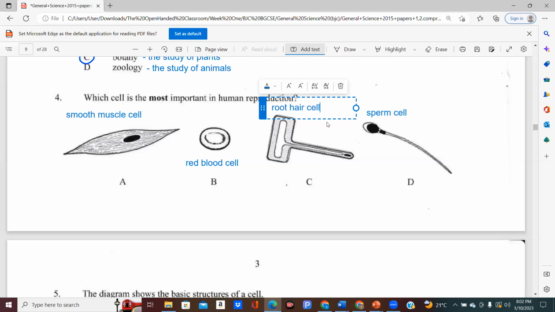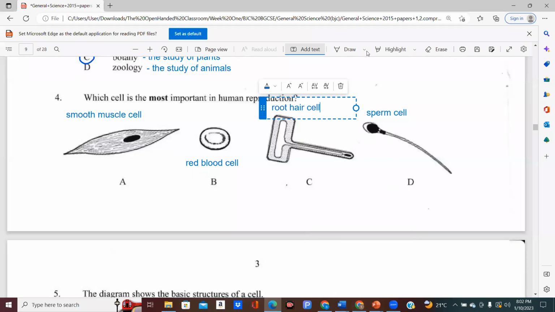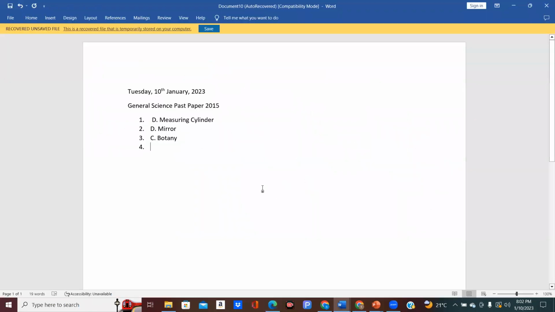All right. That is C. So number 4 is going to be, what do we say number 4 was? D. It's involved in reproduction. Okay. So number 4 is D, and that's what? Sperm cell. So remember, for your notes, you are writing down the number, the answer, and the letter. Okay.